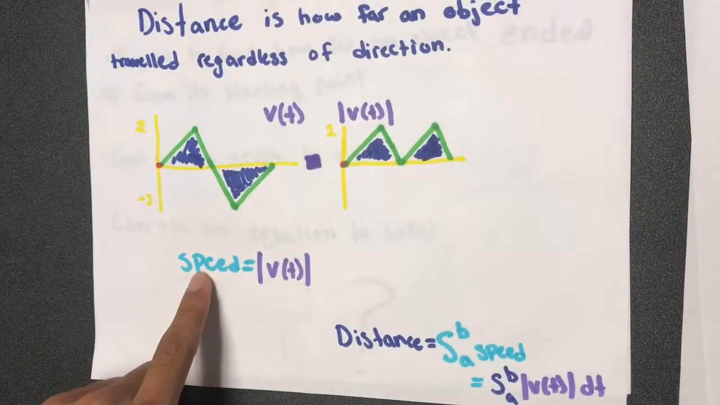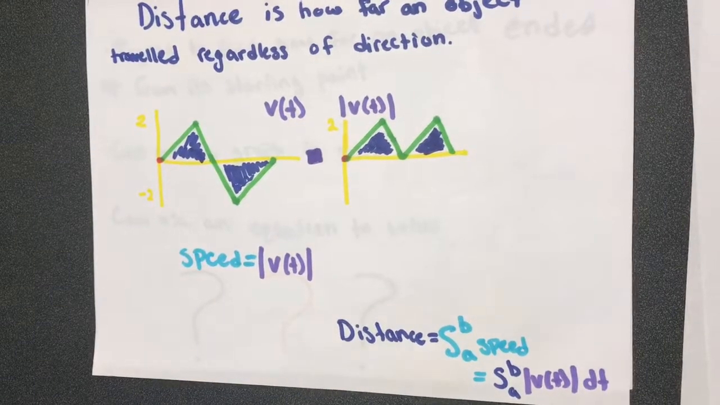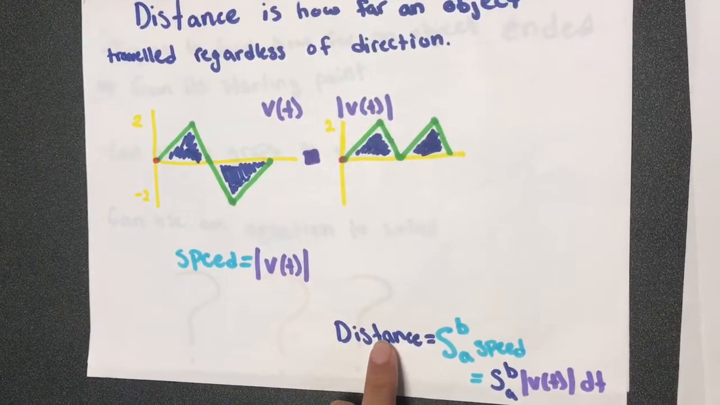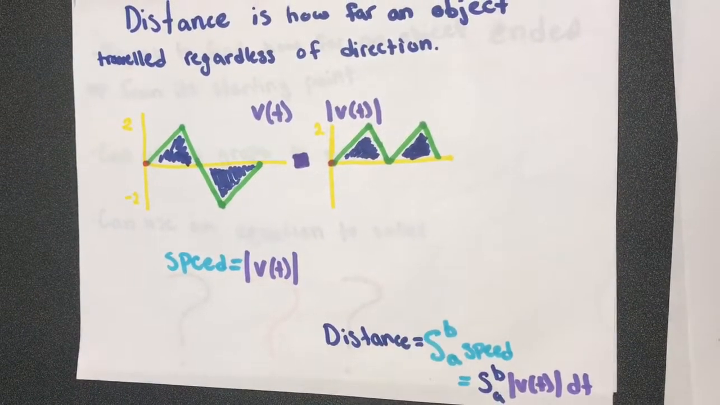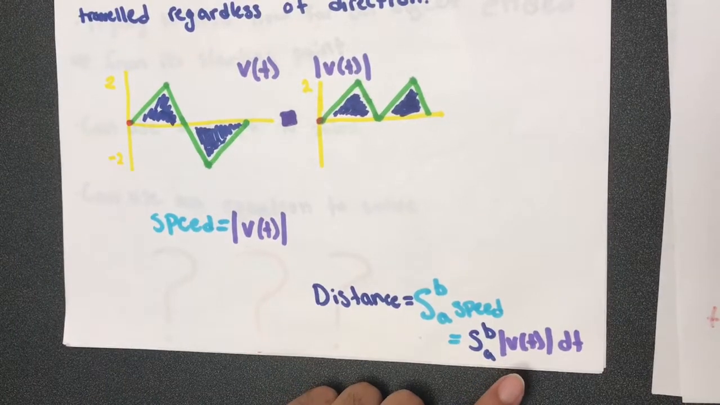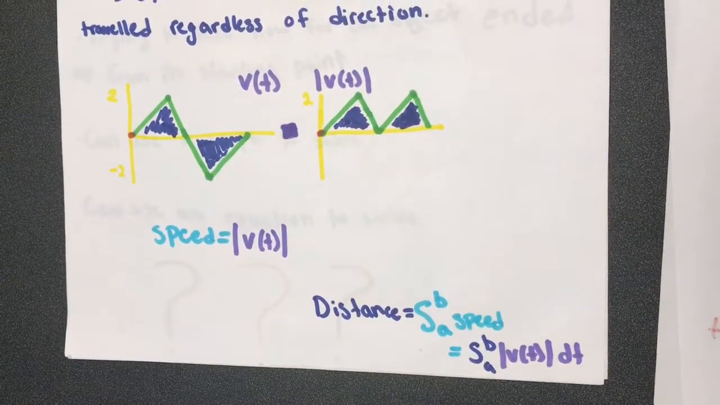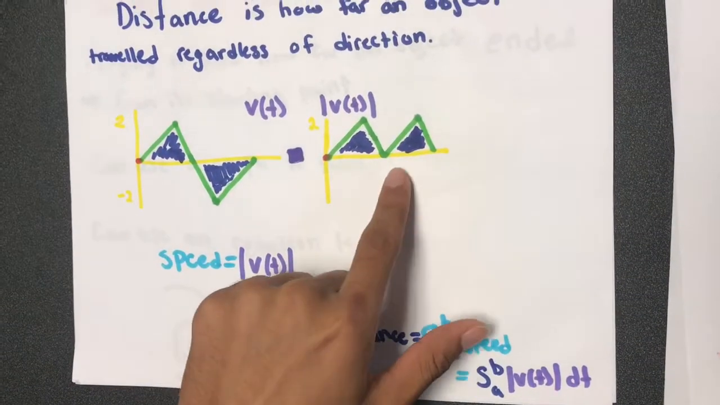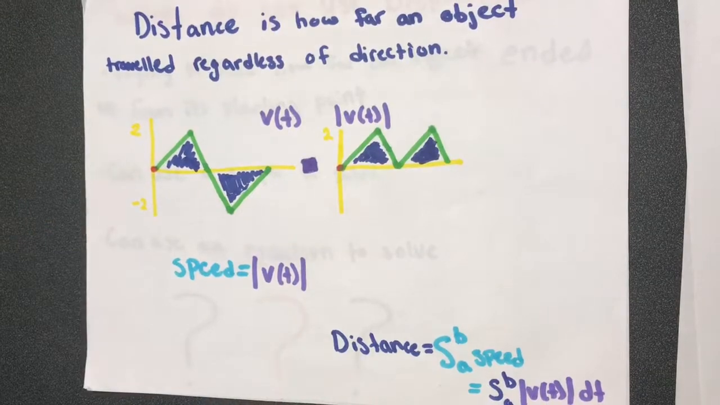As we know, the speed is the same thing as the absolute value of velocity. Distance can be represented by the equation the integral of speed from A to B. And so, the integral of the absolute value of velocity is A to B. This triangle is flipped because when you take the absolute value of a negative, it becomes positive.